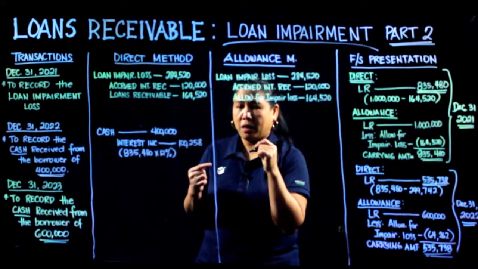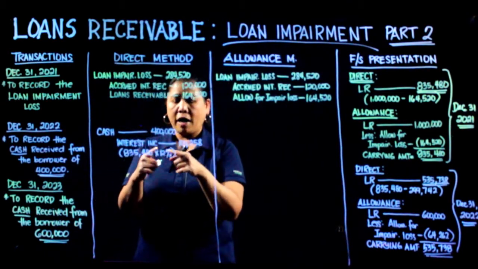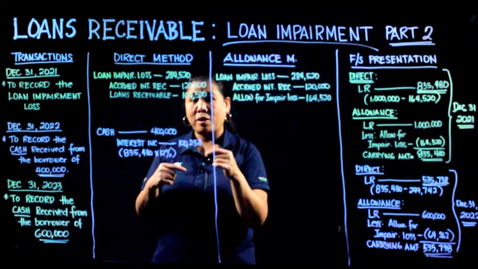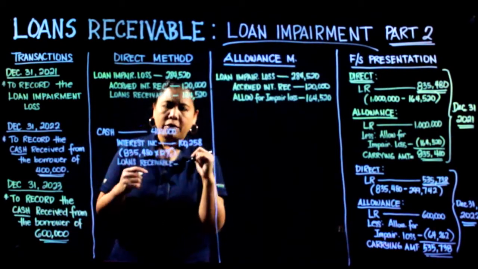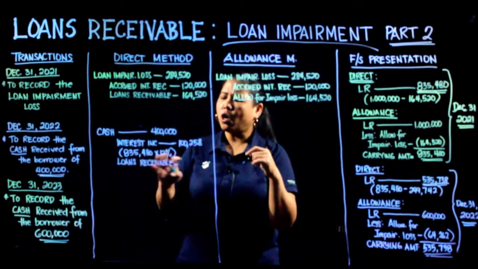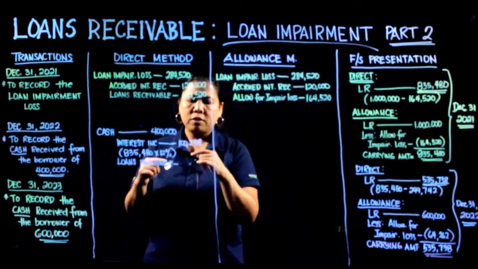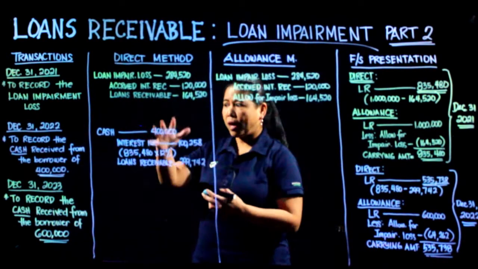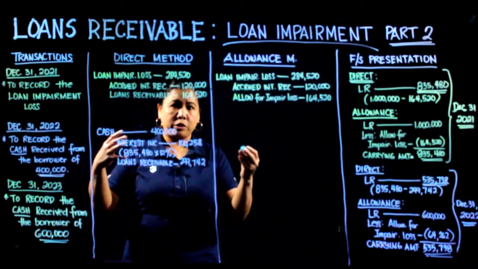So, ang interest income natin na i-recognize ni bangko, 835,480 times 12%, come out with the interest income of 100,258. Then, we credit our loans receivable na difference ditong interest income sa cash na na-receive natin. Alright? So, babawasan natin ang ating loans receivable ng 299,742. Yan po ang ating entry sa direct method nung na-receive natin yung 400,000 from the borrower on December 31st of 2022.